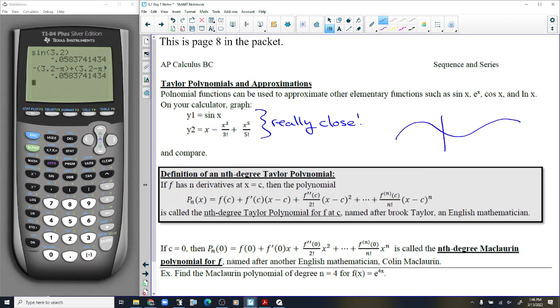Oh, that wouldn't be the center. Where would the center be? Right here. And this polynomial is probably doing something like that. That's probably what it's doing. Right there.